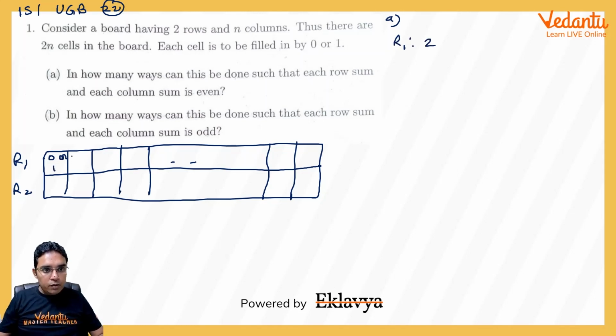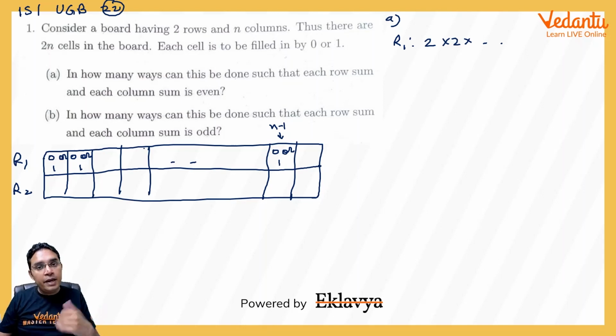Next can also be filled by 0 or 1. 2 ways. And so on. I think I can fill my nth cell also by 0 or 1. Now after knowing what is the sum till n minus 1 cell, it will be either even or it will be odd depending upon how many times 1 has been taken. Okay, so 2 into 2 into I think n minus 1 times.